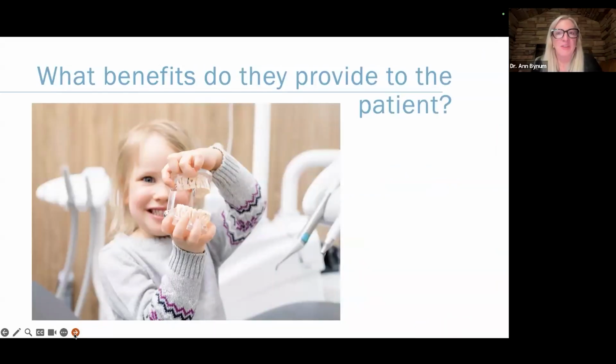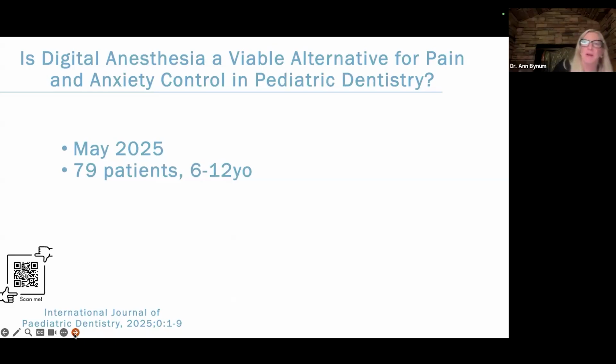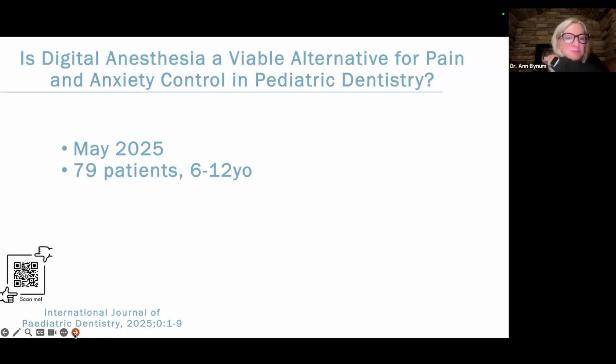So let's talk about the benefits that these devices actually provide to the patient. Oh, let's talk about this. I put this article in here about why it's good. There was an article put out in the International Journal of Pediatric Dentistry just this year in May of 2025. This is what it's called. And this is why it is so great for patients.